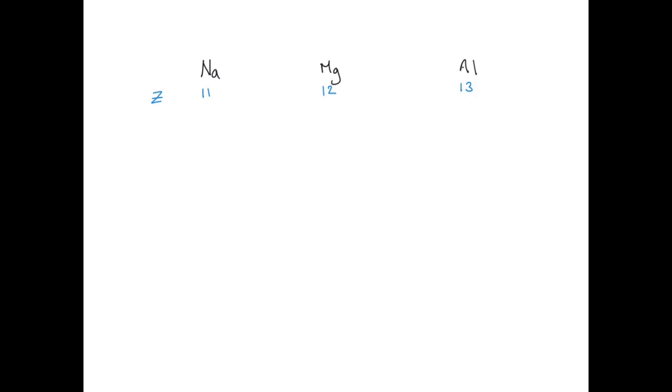This means that the electronic configuration for sodium will be 1s2, 2s2, 2p6, 3s1. And magnesium will be 1s2, 2s2, 2p6, 3s2. And then finally, aluminium is going to be 1s2, 2s2, 2p6, 3s2, 3p1. Perfect.